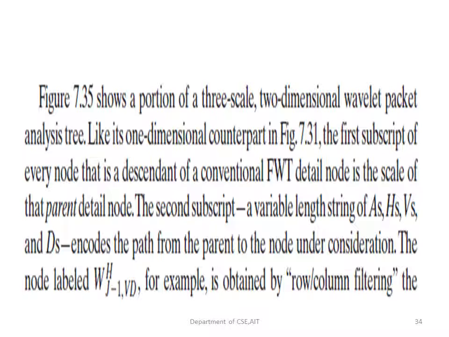The next figure shows a portion of the 3-scale two-dimensional wavelet packet analysis tree. Like the one-dimensional analysis tree, the first subscript of every node is a descendant of the conventional fast wavelet transform, that is, the scaling of the parent detail node. The second subscript is a variable length string of A's, H's, V's and D's, which encode the path from the parent to the current node under consideration. The node labeled W of h, for example, is obtained by row and column filtering.